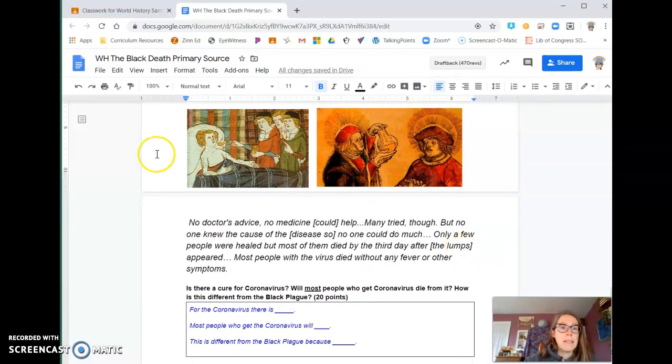Okay. These are primary source images from the time that help illustrate our primary source reading about the bubonic plague. So let's go back to Boccaccio's Decameron. No doctor's advice, no medicine could help. Many tried, though, but no one knew the cause of the disease, so no one could do much. Only a few people were healed, but most of them died by the third day after the lumps appeared. Most people with the virus died without any fever or other symptoms.